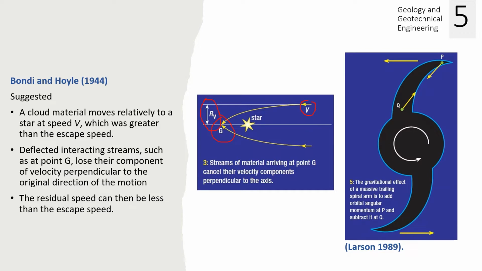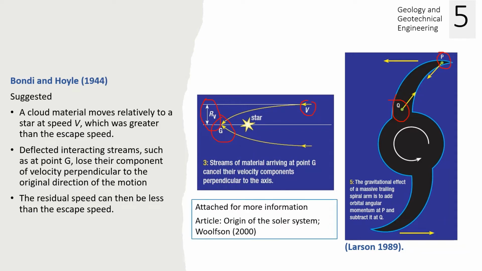Larsen in 1989 suggested the gravitational effect of a massive trailing spiral arm, which is to add orbital angular momentum at point B and subtract it again at point Q. I will leave the article Origin of the Solar System in the description box for anyone curious to learn or read more about the origin of the solar system.